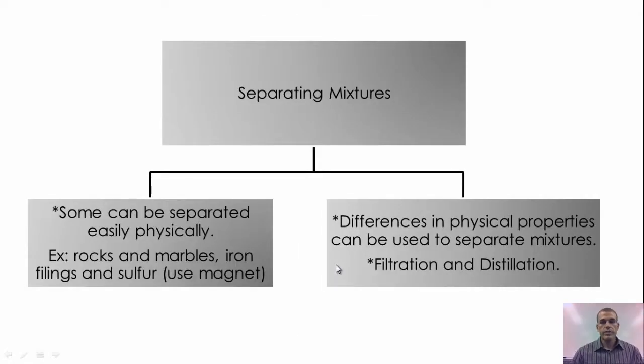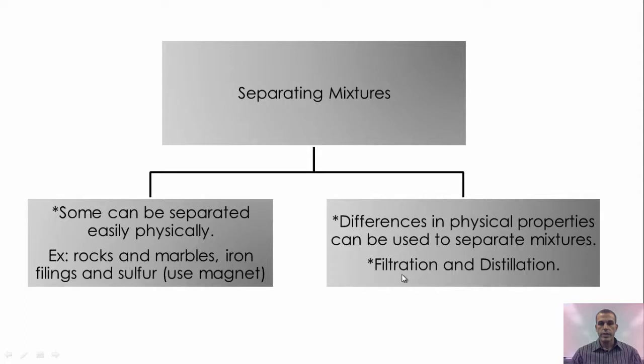All right, so some ways of separating mixtures. We've talked about these several times already. I've mentioned filtration, mentioned the idea of semi-permeable membranes. There's also something called distillation that we can use to separate some of this stuff. So some can be separated easily, like rocks and marbles, iron filings and sulfur. We can use a magnet to separate them from each other. One reacts with the magnet, one doesn't, right? We can also look at the differences in the physical properties that will help us separate them.